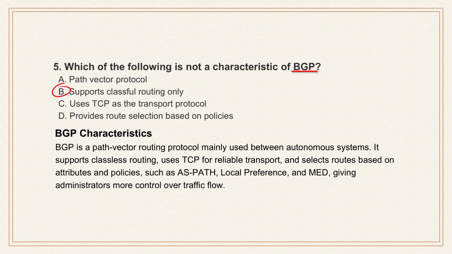CIDR, right. Which is a much, much more efficient way to allocate and manage IP addresses online compared to the old ABC class system. BGP's ability to handle CIDR is, well, absolutely fundamental to how the internet scales today. It allows for flexible network sizes. So yeah, BGP is far more sophisticated than just handling those old, rigid, classful networks. Got it. So BGP is built for the modern, flexible internet, not just old school classes.